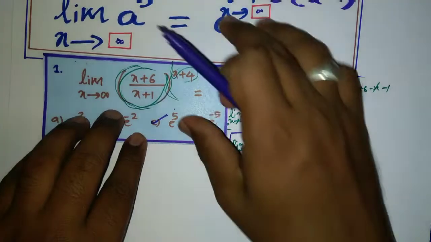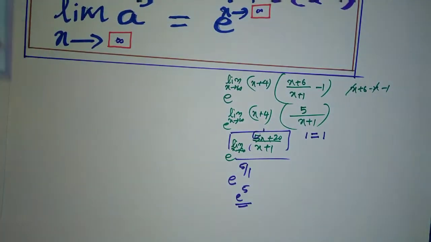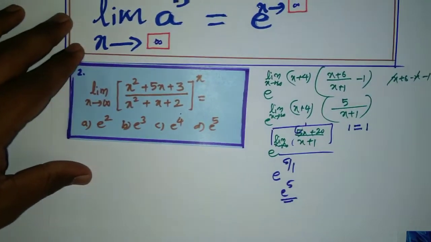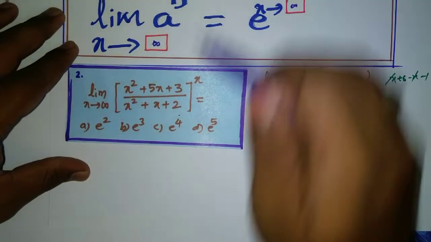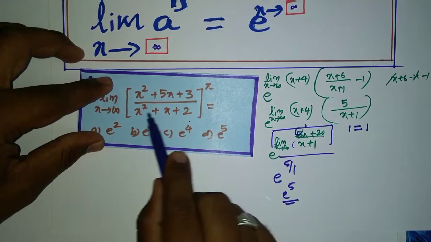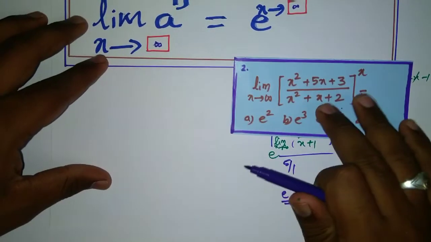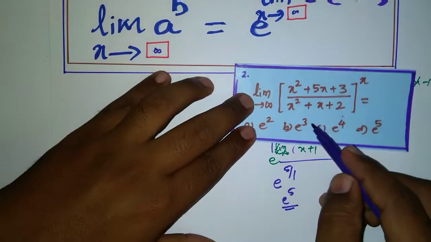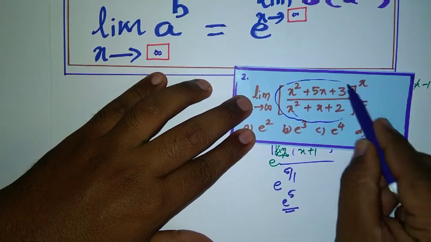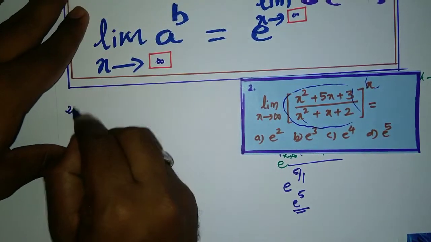Hope you understood. Now let me begin with one more question, students. Question number 2. Limit x tends to infinity, x square plus 5x plus 3 whole divided by x square plus x plus 2. Now let me start. What is A and what is B? This complete guy becomes A, and B is x. Apply the formula.